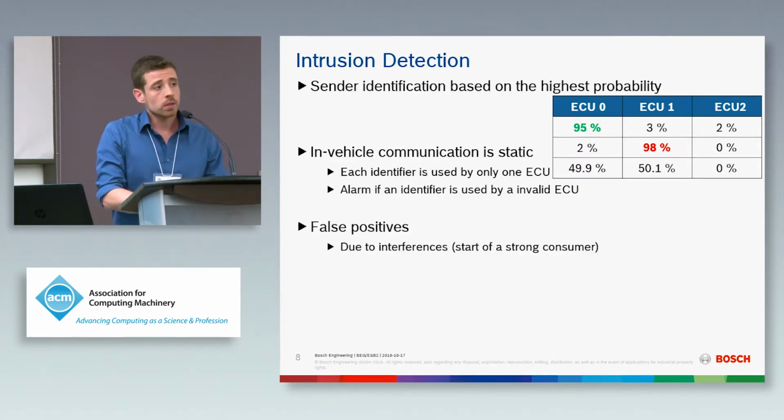But as I already mentioned, anomaly detection is prone to false positives, and we really want to reduce false positives because it's definitely annoying for the driver when the system says every 10 minutes, please stop immediately.